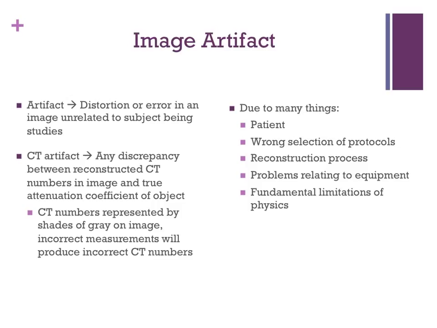Because CT numbers represent gray shades in an image, incorrect measurements will produce incorrect CT numbers, which will then produce various artifacts that affect the appearance of the CT image. Artifacts can come from many things. This includes the patient, wrong selection of protocols, reconstruction process, problems relating to the equipment, like malfunctions, and fundamental limitations of physics. We are going to focus on the most important artifacts that are seen in routine imaging in the CT world.